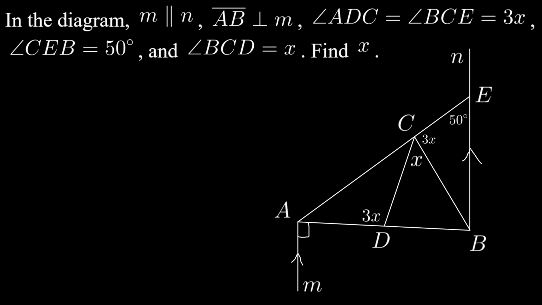In the diagram, M is parallel to N. The segment AB is perpendicular to the line M. Angle ADC is equal to angle BCE, which is equal to 3x. Angle CEB is equal to 50 degrees. And angle BCD is equal to x. Find out what the value of x is. Okay, lots of places to start here.